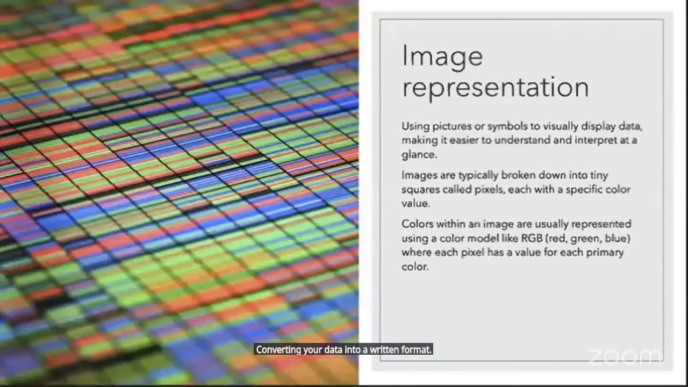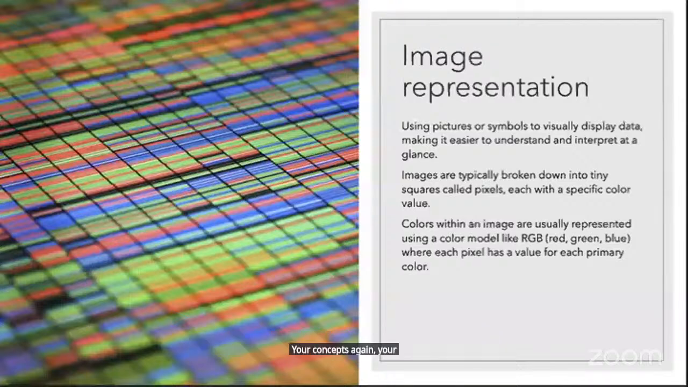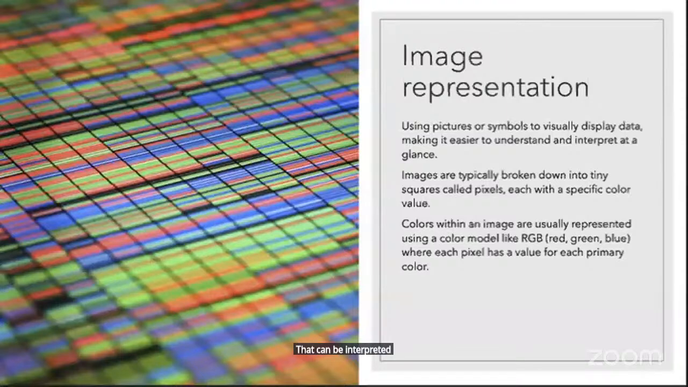The next is image representation. I think all of them are just self-explanatory. We are just trying to fulfill all righteousness. That involves expressing your data, your concepts again, your ideas, using visual elements, such as pictures, graphics, diagrams, or any other visual media. So this image representation translates information into a format that can be interpreted through visual perception rather than through text or numbers.